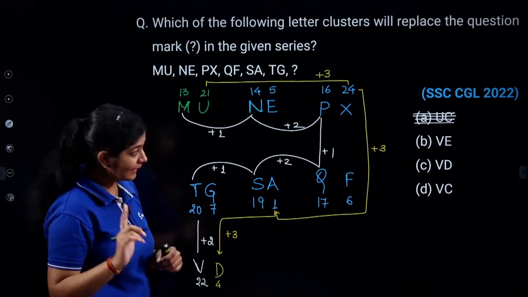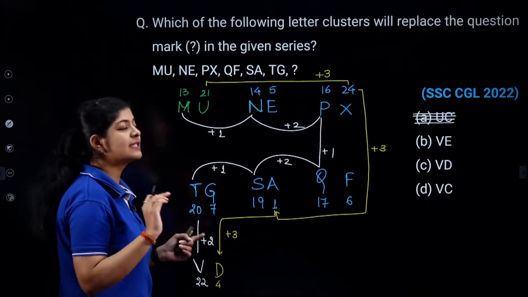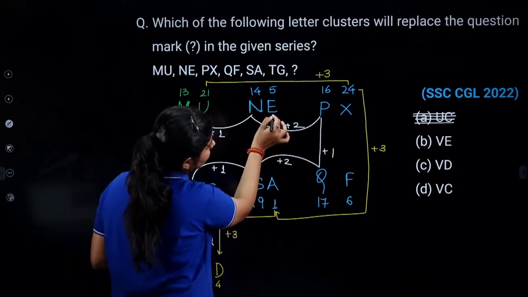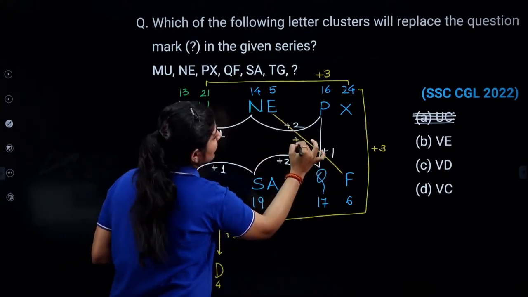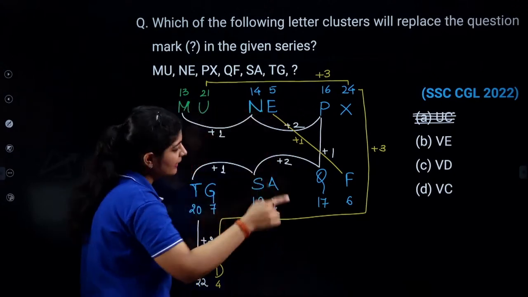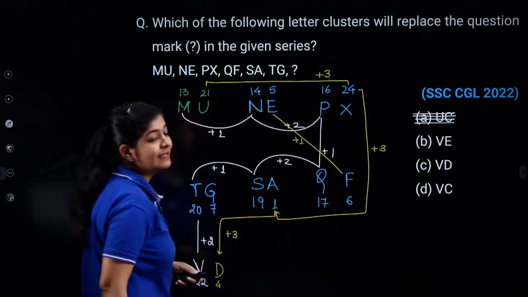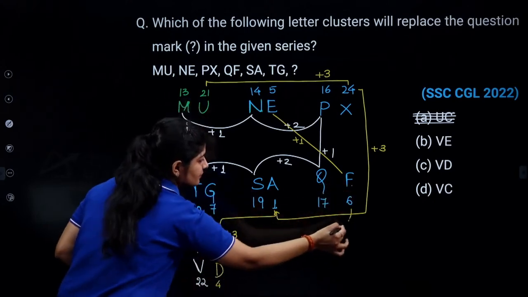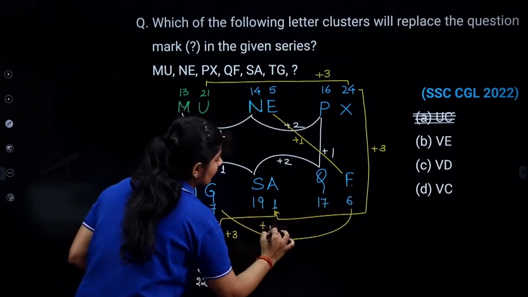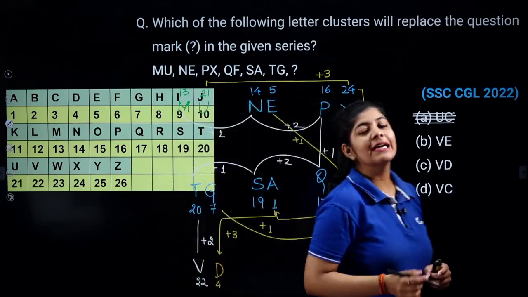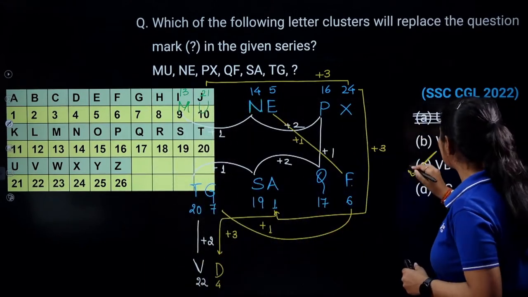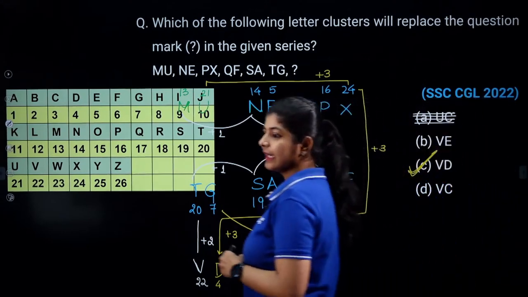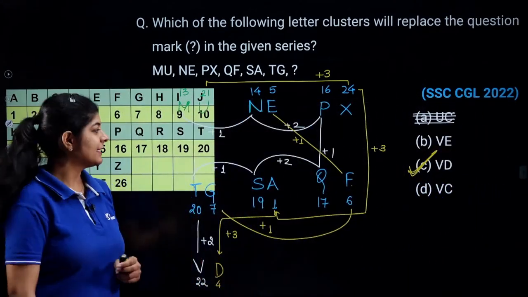But before marking the correct answer, we just simply check whether we applied the correct pattern or not. 5 + 1, alternate digits, right? 5 and 6, there's a gap of 1, and 6 and 7, there's a gap of 1. So we can easily say that the correct answer over here is option number C, that is VD.